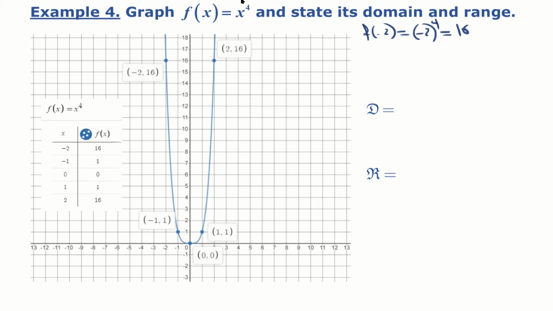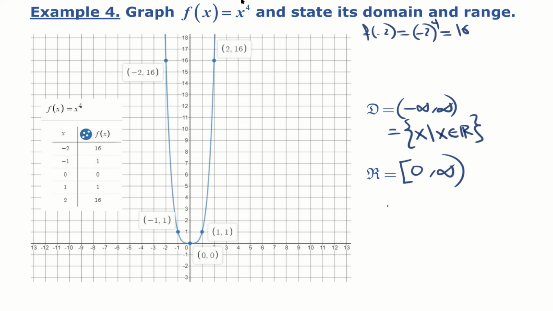All right, but nevertheless, notice the domain, very similar to x squared, is going to be all reals. The range, again, very similar to the graph of f of x equals x squared, is going to be all non-negative real numbers. So bracket 0 comma infinity. Again, in set builder notation, that's all x such that x belongs to R, in other words, all real numbers. This one is all x such that x is greater than or equal to 0.